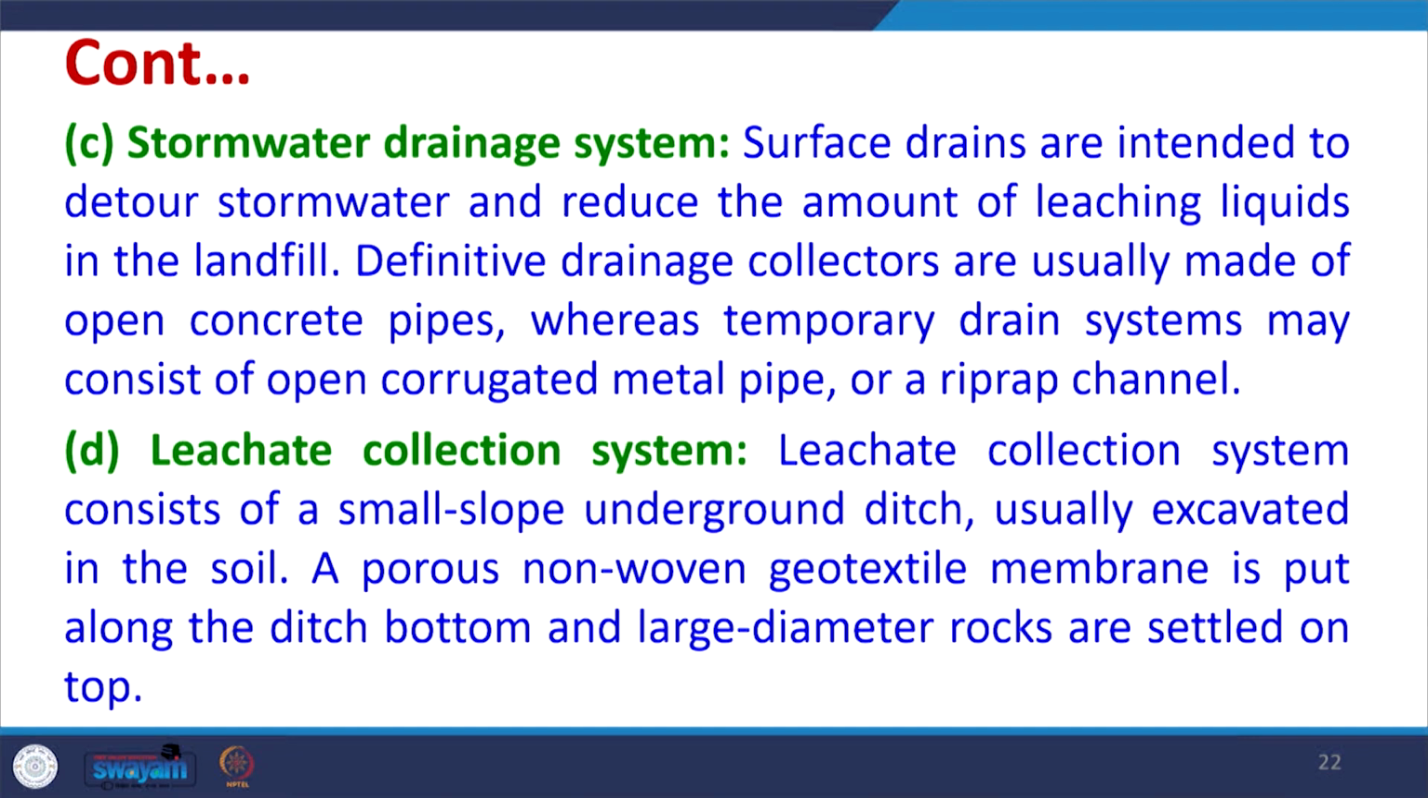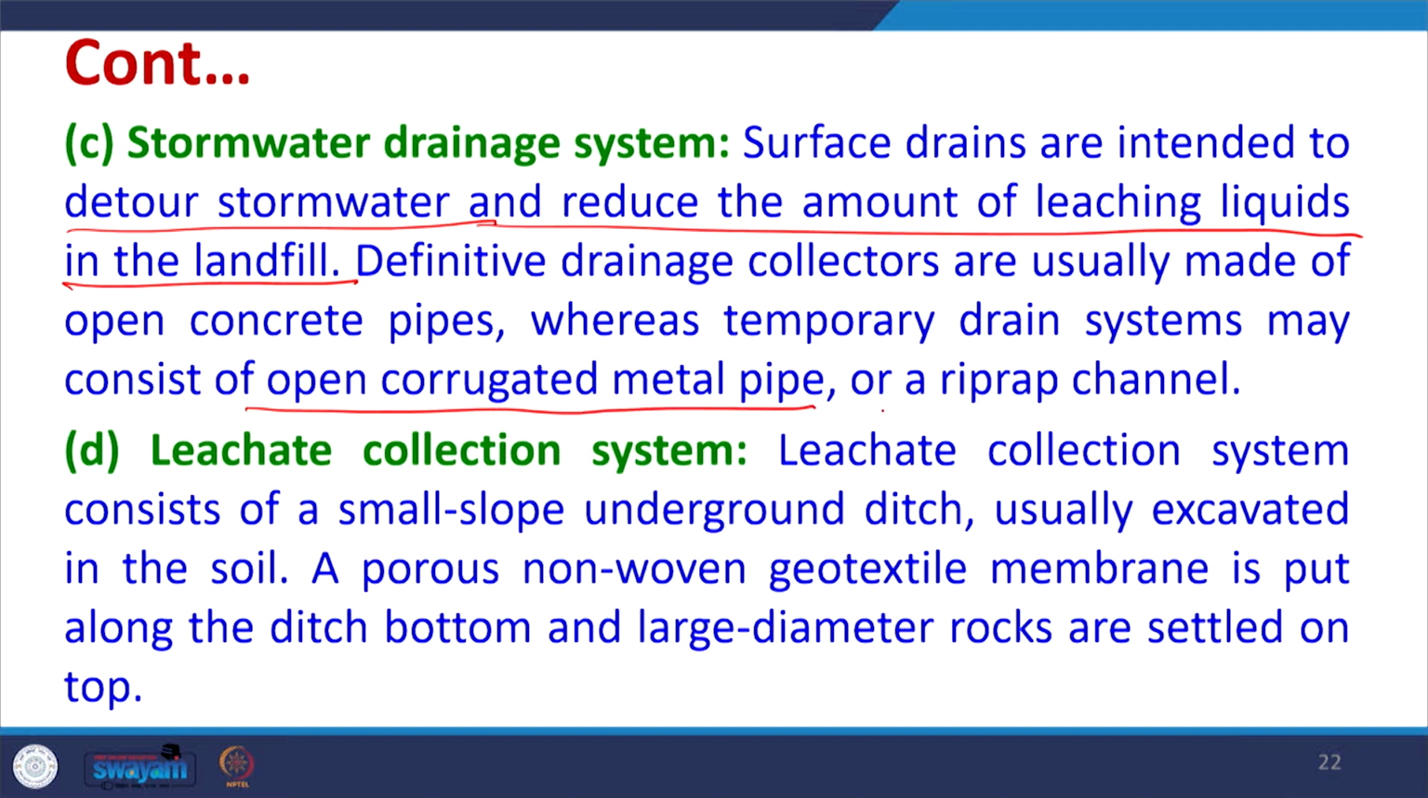Surface drains are intended to detour the storm water and reduce the amount of leaching liquids in the landfill. So, this is a very important consideration. Definite drainage collectors are usually made of open concrete pipe, whereas temporary drain systems may consist of open corrugated metal pipe or rip-rap channel. So, we should have a storm water drainage system.